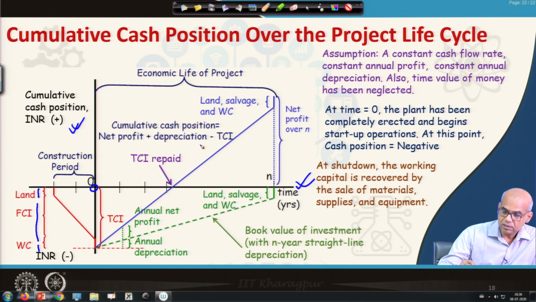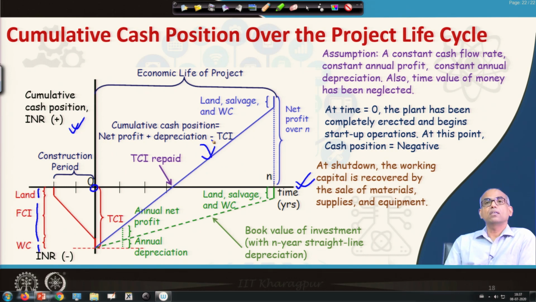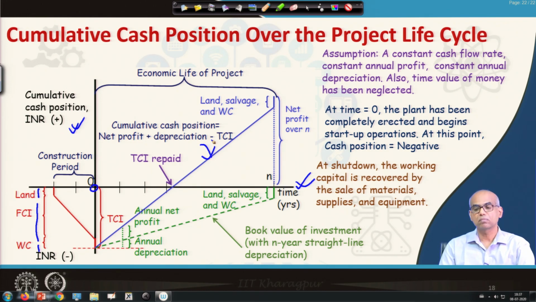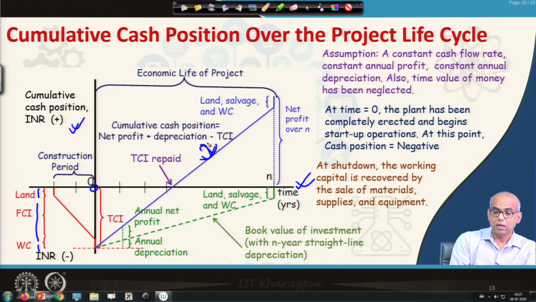Now, this line represents the cumulative cash position, which is sum of net profit plus depreciation minus the total capital investment. Here we are assuming a constant cash flow rate, constant annual profit, constant annual depreciation. Also, we are neglecting time value of the money. We will discuss what is time value of money in future classes. So, this figure represents the cumulative cash position, which is net profit plus depreciation minus total capital investment.